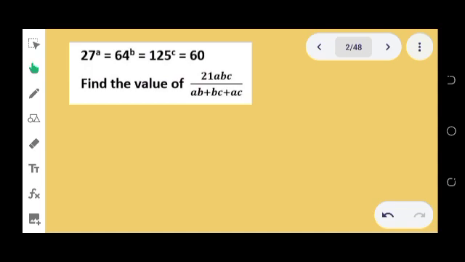If 27 raised to the power of A is equal to 64 raised to the power of B is equal to 125 raised to the power of C is equal to 60, find the value of 21ABC over AB plus BC plus AC. Now, to solve this problem, we consider this part of the fraction.